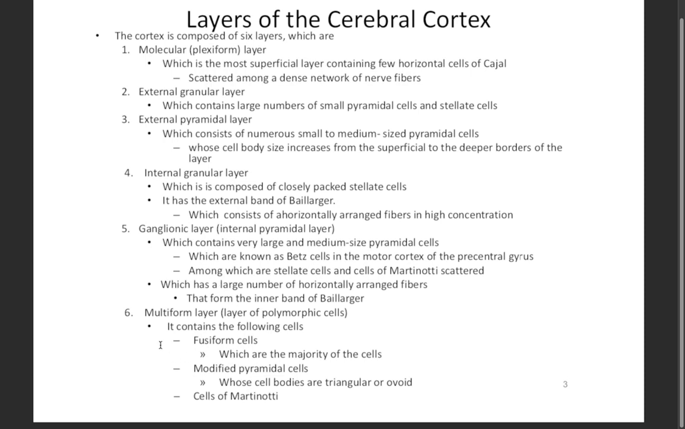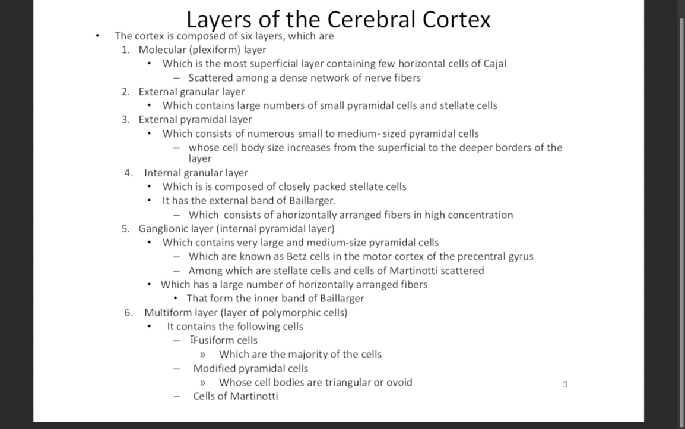Finally, the multiforme layer, layer of pleomorphic cells. The multiforme layer contains the following cells. First of all, it contains the fusiform cells, the modified pyramidal cells, and cells of Martinotti, as we have mentioned in the fifth layer. All the thing that you need to know is these lines, okay? The fusiform cells are the majority of the cells in this layer.